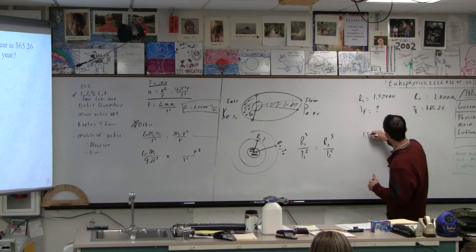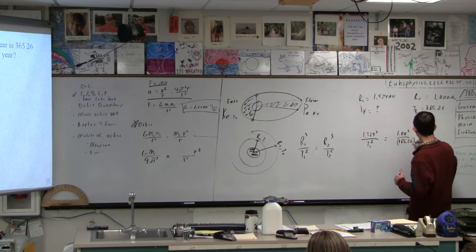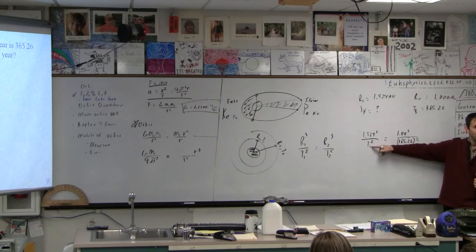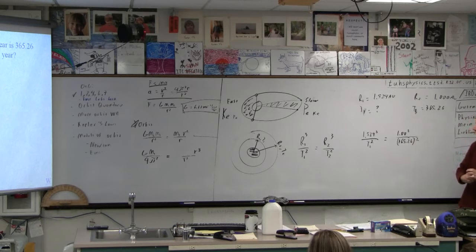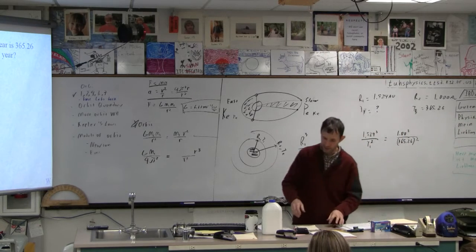So you go 1.524 to the third over T1 squared equals 1.00 to the third over 365.26 squared. And then T1 is the only thing we don't know. So take your calculators and see if you can calculate what T1 is. Just do it on your calculator. We'll do another one that you can do.